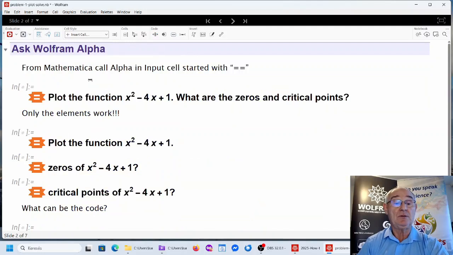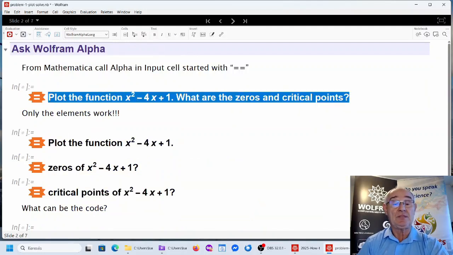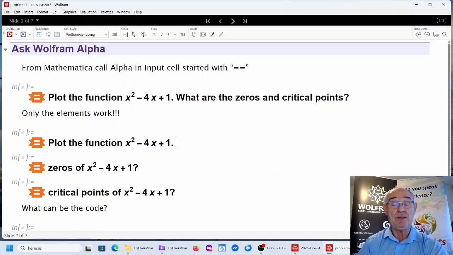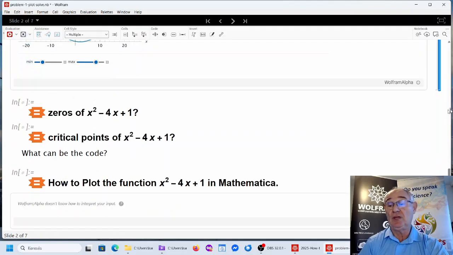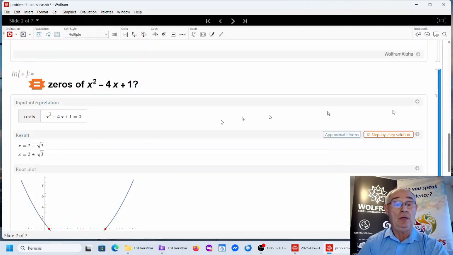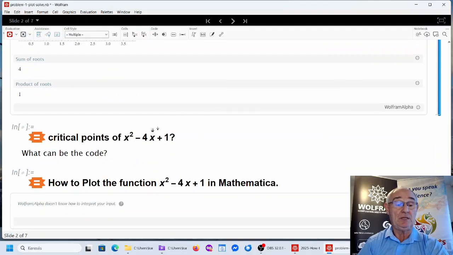Now let's consider Wolfram Alpha. Wolfram Alpha doesn't understand this sentence, only the elements we can ask, and it doesn't give me the code for how to write everything in Mathematica. Alpha can plot the function, can find the zeros, and also can give me the critical points, but it doesn't give me the code.